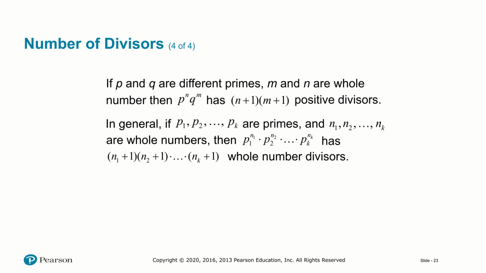And of course, you know that we always like to generalize in mathematics. If P and Q are different prime numbers, and M and N are whole numbers, then P to the N times Q to the M has exactly N plus 1 times M plus 1 positive divisors. And you can also generalize to more than just two. If you have several powers of prime factors, then the exact same thing can be done with the larger number of factors as well.